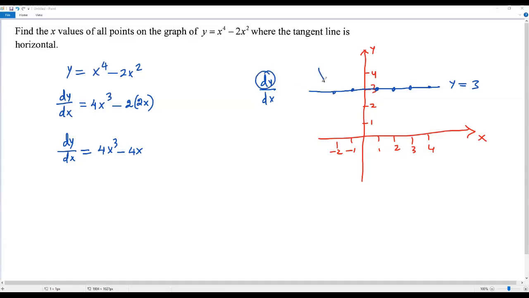So what is the change in y on this horizontal line? Actually, no change. y is a constant, that is 3. So no change in y. So the derivative of y is 0.